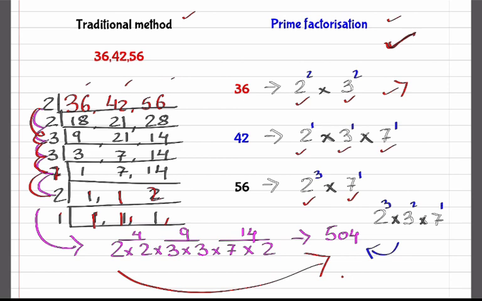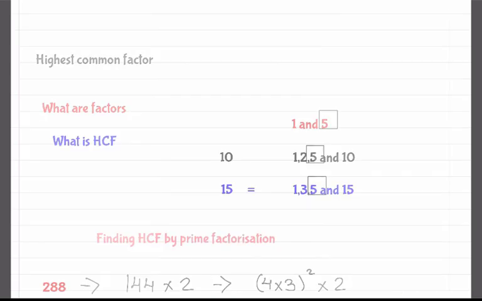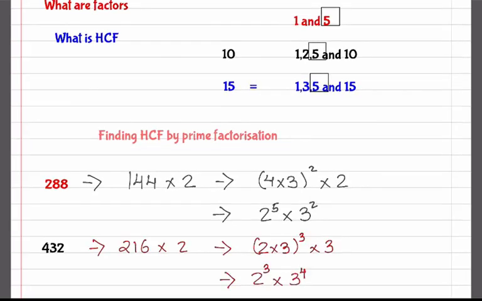Now what am I supposed to do? Write all the distinct primes that you can see. I can see a 2, a 3 and a 7. What is the highest power of 2 that you can see in all of them? 2, 1, 3. So the highest power is 3. What is the highest power of 3 that you can see? Nothing but 2, so I'll write 3 square here. What is the highest power of 7 that you can see? It is 1. So that's it. It's 8 into 9 into 7, which is 72 into 7, which is nothing but 504. So that is my LCM. This is the method of prime factorization by which you can find the LCM. Okay, what is HCF now?